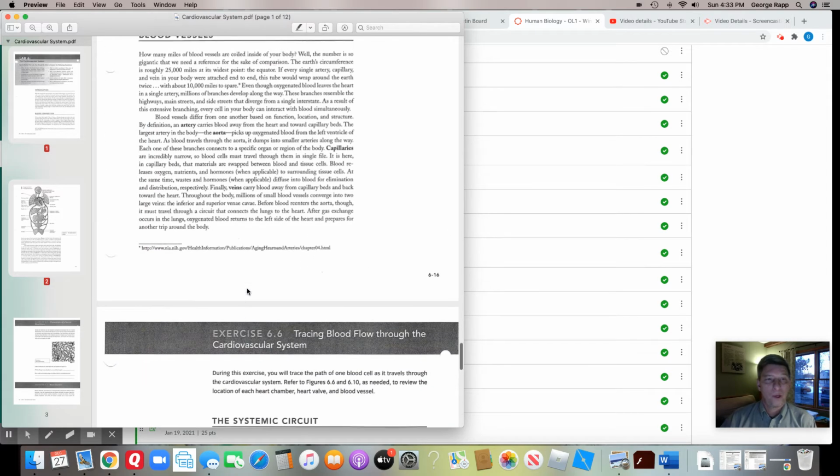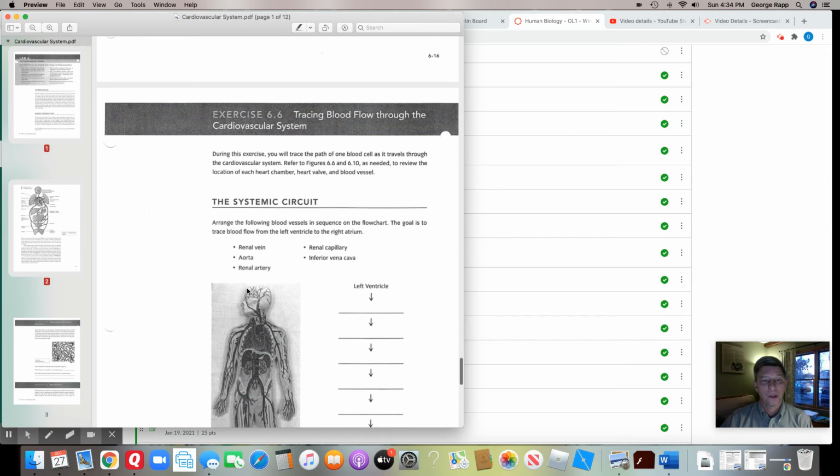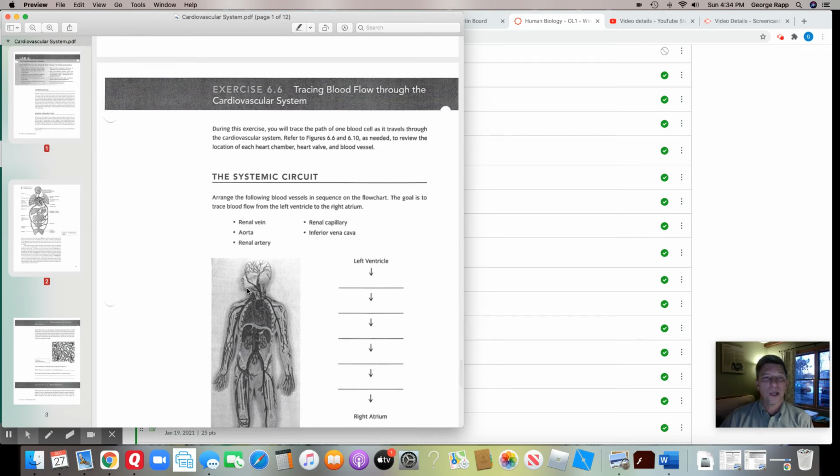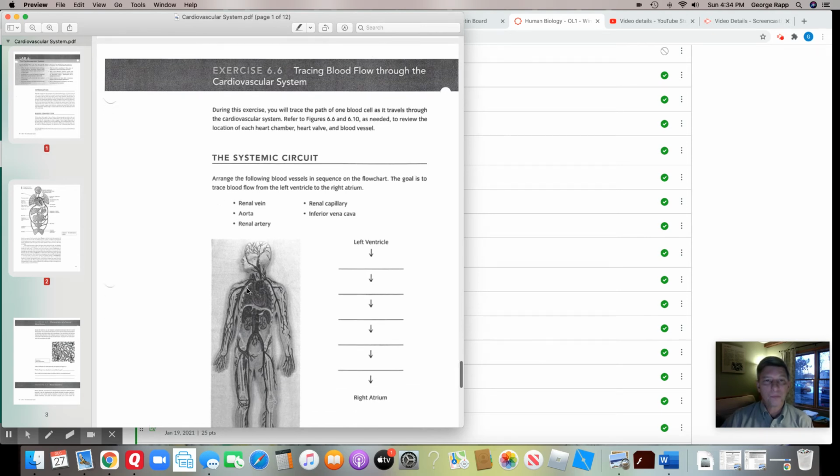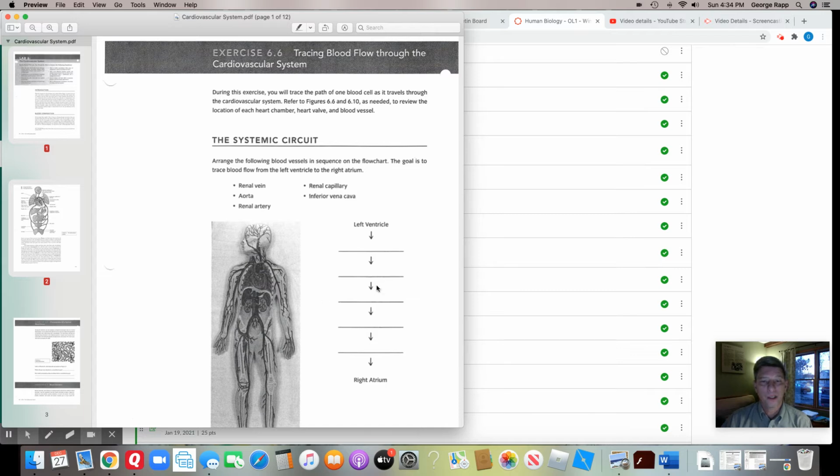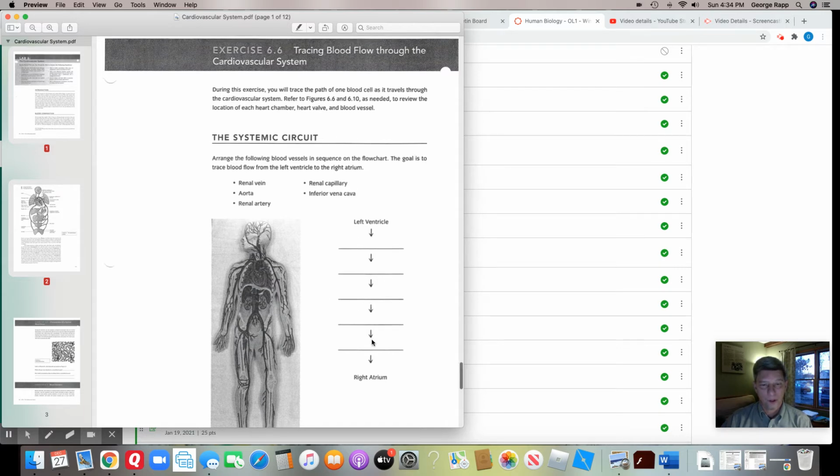A little bit of reading about blood vessels, and then exercise 6.6. Tracing the blood flow through the cardiovascular system. Notice that there are 5 lines here and 5 blood vessels. Please write them down in order.